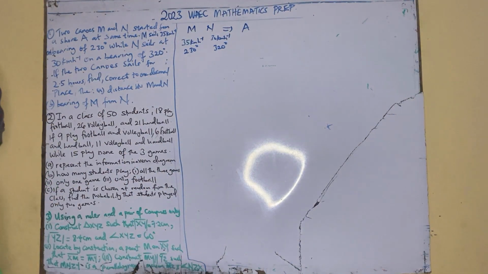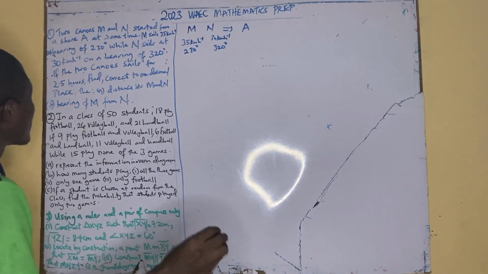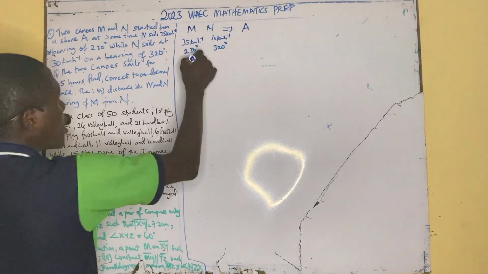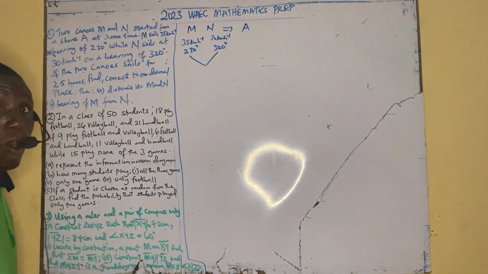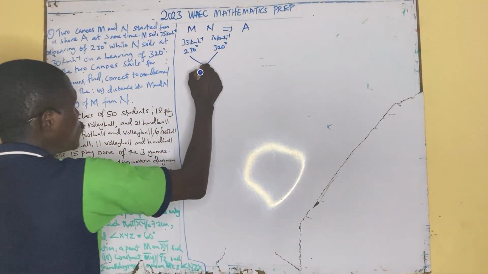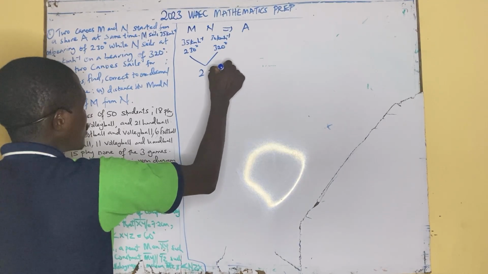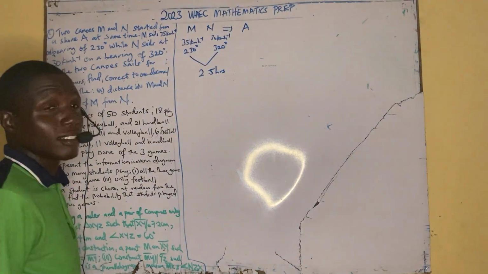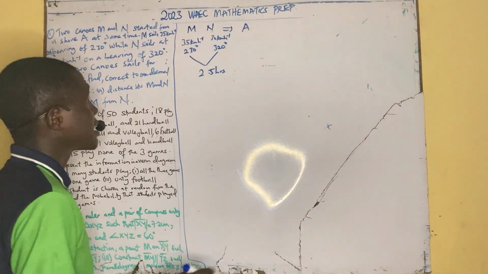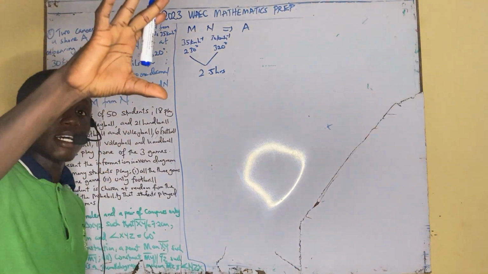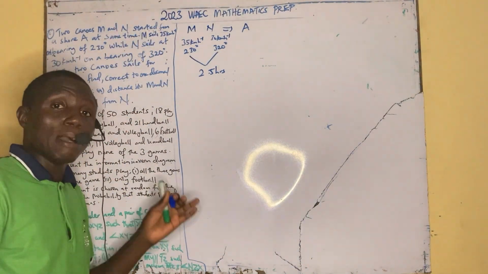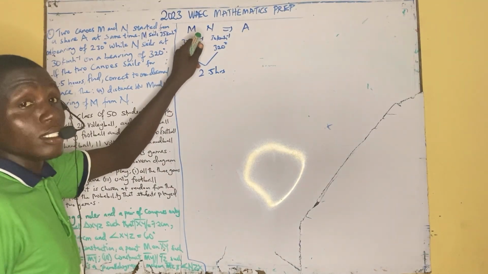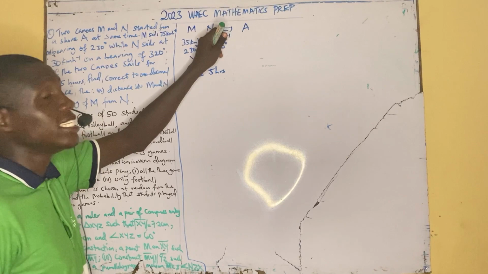And we are told that the two canoes sail for the same time, which is 2.5 hours, meaning that from these hours we can get our distance. Now you know that average speed is equal to distance over time taken. So by making distance the subject of the formula, you can easily get the distance traveled by M and N respectively.